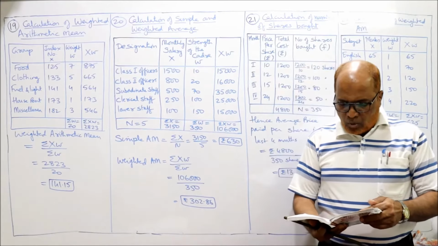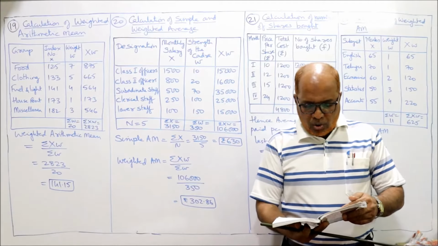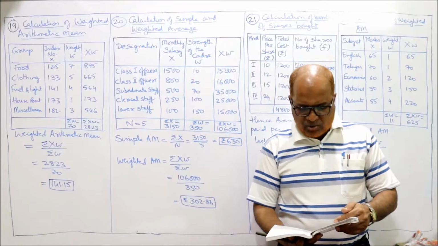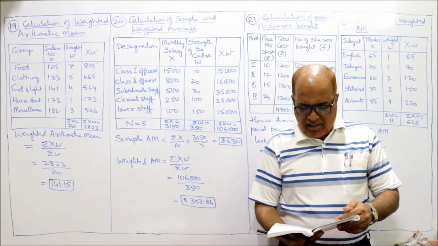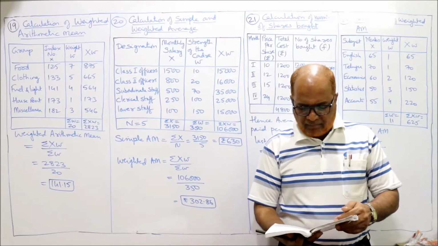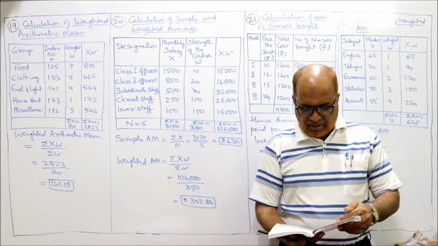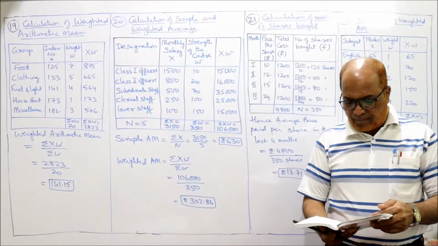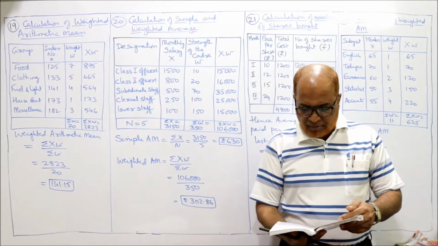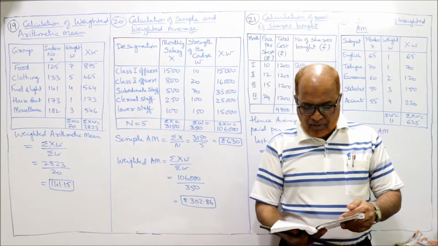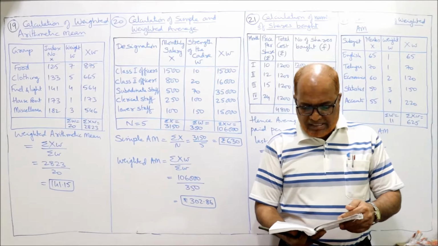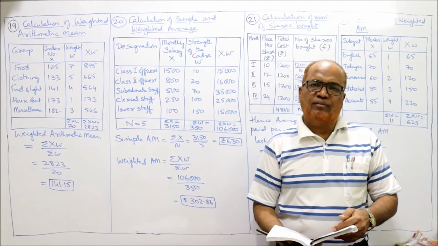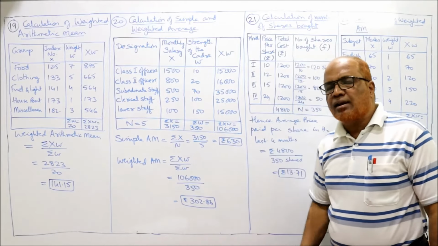So here the groups are given: food, clothing, fuel and light, house rent and miscellaneous. So 5 items are given, 5 variables. Index numbers are given 125, 133, 141, 173, 182. And weights are given: for food 7 weight, for clothing 5, for fuel and light 4, for house rent 1 and for miscellaneous 3. These are the weights assigned to each of the variable, right? So what we have to calculate here?